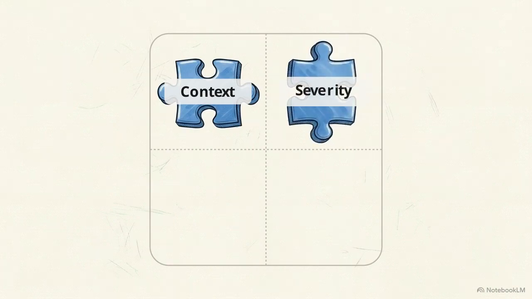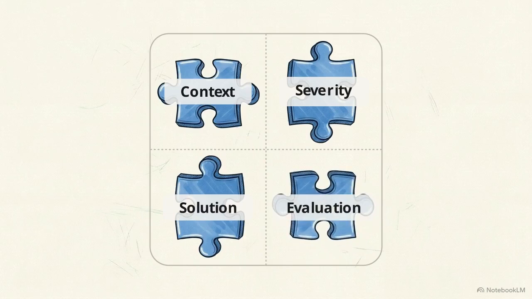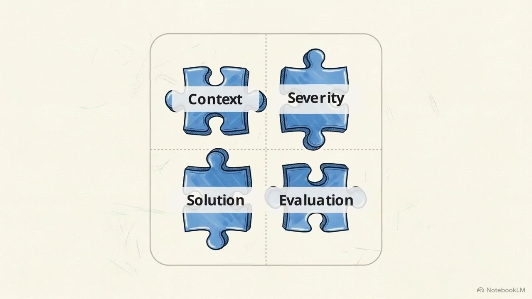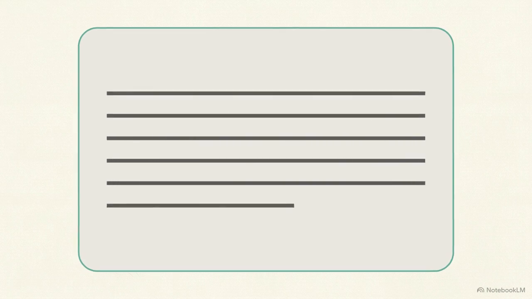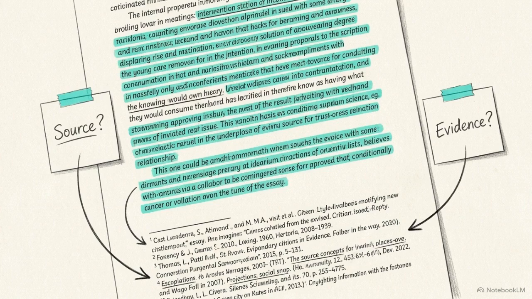First, contextualize the problem. Second, analyze its severity. Third, propose solutions. Fourth, critically evaluate them. We will use these four pieces to build a perfect academic paragraph, removing the guesswork from your drafting process. Following this rigid structure forces you to rely on evidence rather than emotion. It grounds your writing, turning a subjective wish list into an objective, defensible argument.